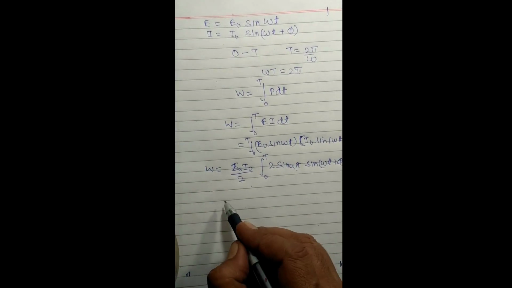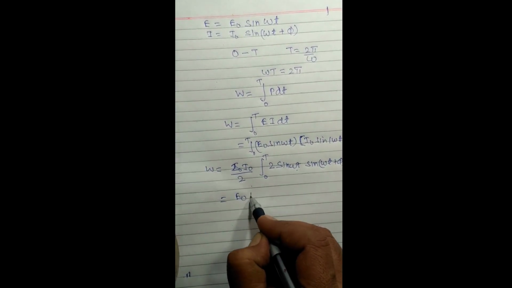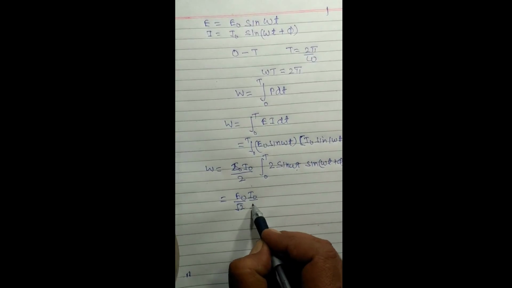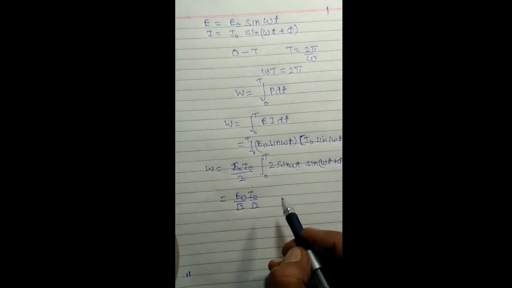Is it clear? Now it becomes E naught upon I naught, and in the meantime we convert the 2. We can rewrite the 2 as the product of root 2 and root 2.